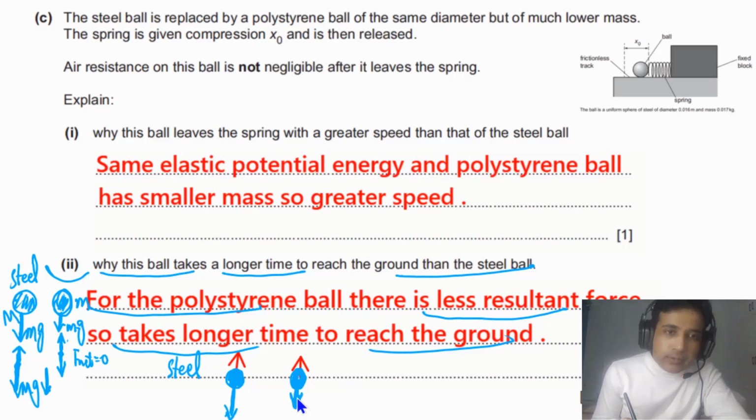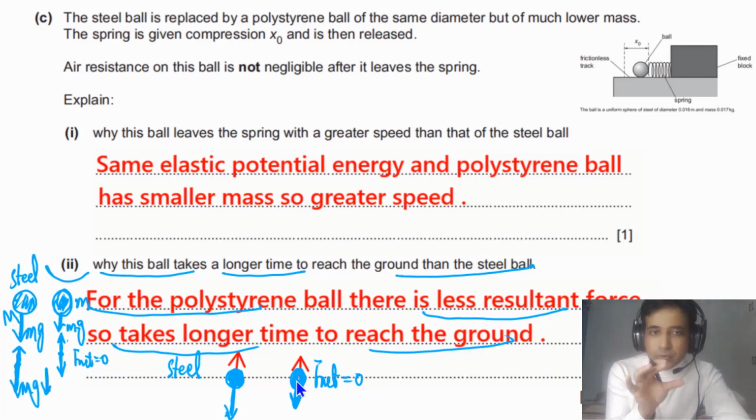So in this case, you see these two forces are almost balanced, which means it has already reached terminal velocity. So this one will take longer time because the resultant force on the polystyrene ball is smaller than the resultant force on the steel ball. So the steel ball is still accelerating, but this one has reached terminal velocity. So this one will take longer time.